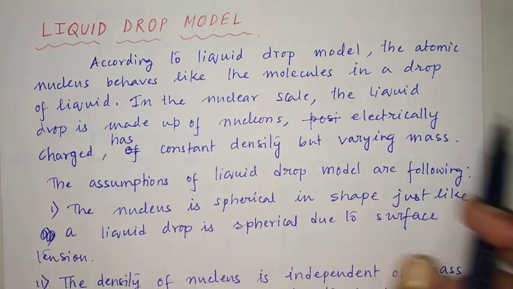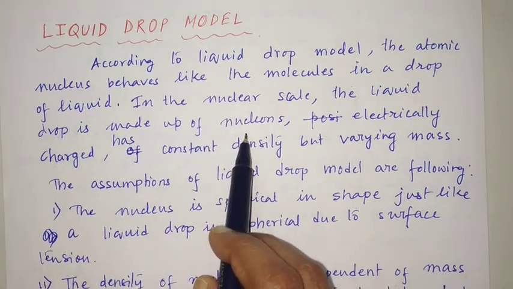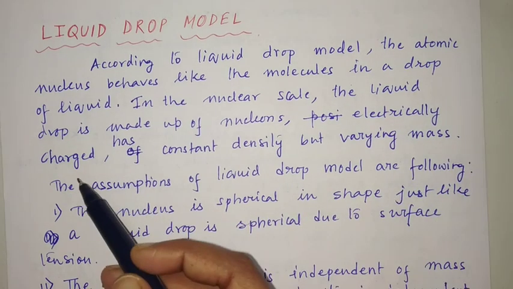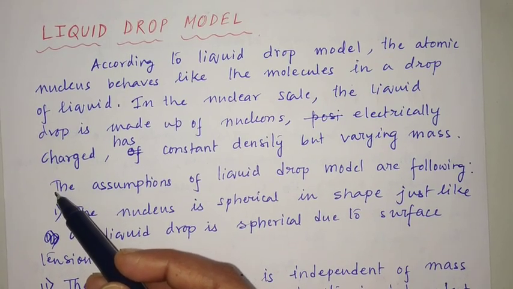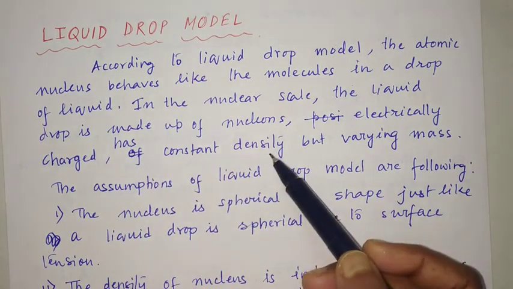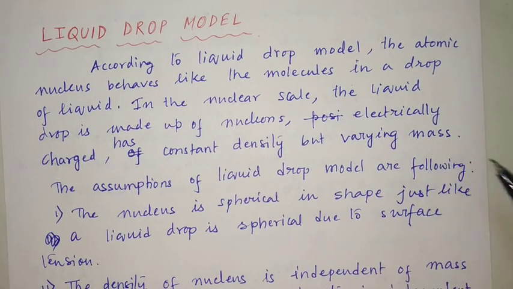In the nuclear scale, the liquid drop, which is basically our nucleus, is made up of nucleons. Just like a drop of liquid is made up of molecules of the liquid, here the nucleus is made up of nucleons, that is protons and neutrons. And it is electrically charged, because of the positively charged protons. The liquid drop nucleus has constant density but varying mass. Its mass may be varying.